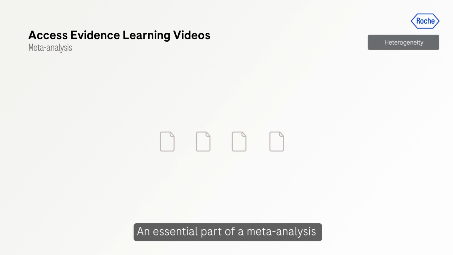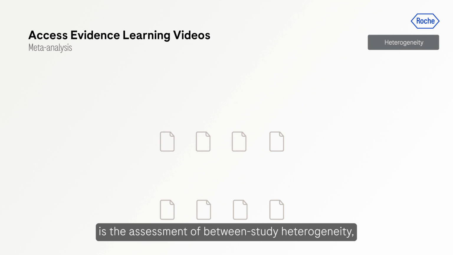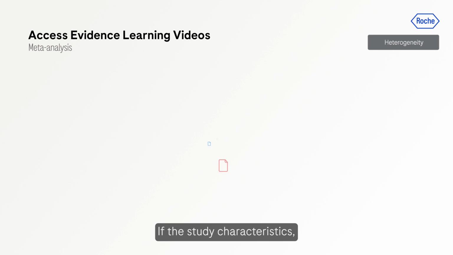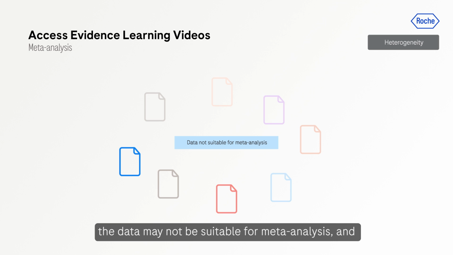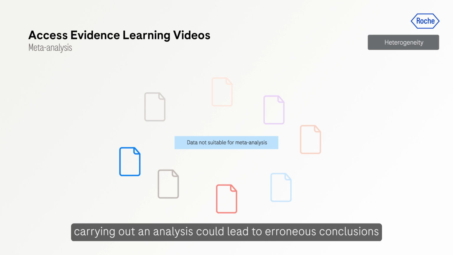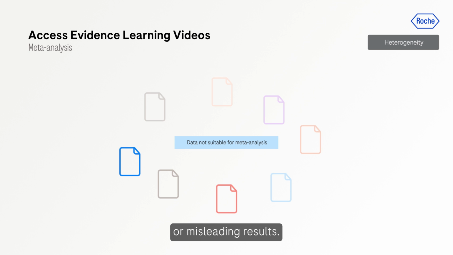An essential part of a meta-analysis is the assessment of between-study heterogeneity to determine whether individual studies are similar enough for their results to be combined. If the study characteristics, methodology, or reporting are too different, the data may not be suitable for meta-analysis, and carrying out an analysis could lead to erroneous conclusions or misleading results.